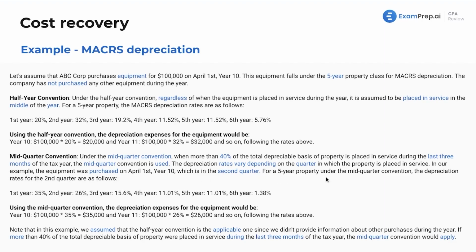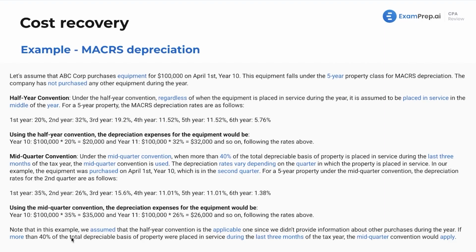For a 5-year property under the mid-quarter convention, the depreciation rates for the second quarter are as follows. We've got them here. And again, similar process, $100,000 times 35%, $100,000 times 26%, and so on and so on. Now, note, in this example, we assumed that the half-year convention is applicable, since we didn't provide information about other purchases during the year.